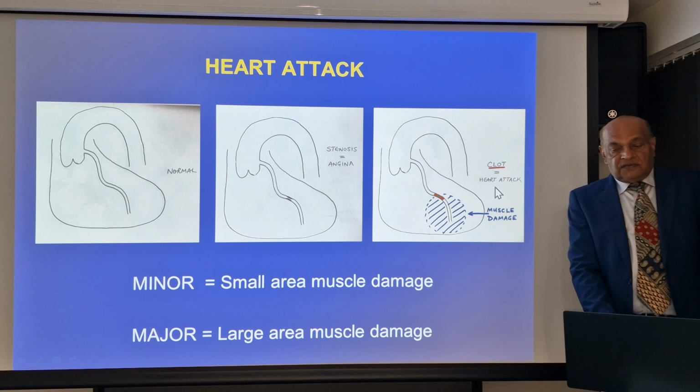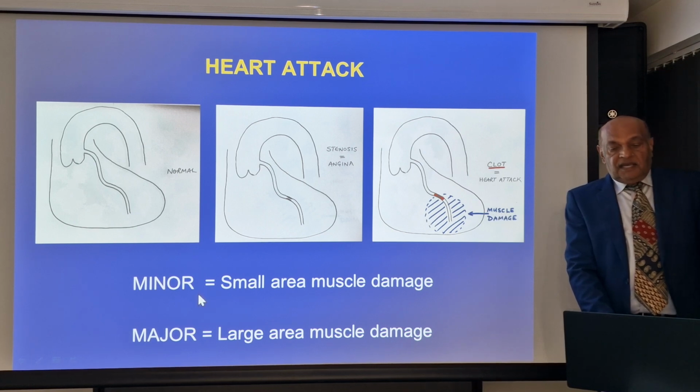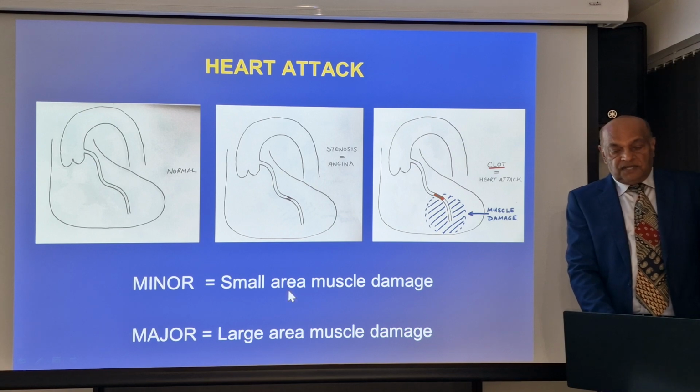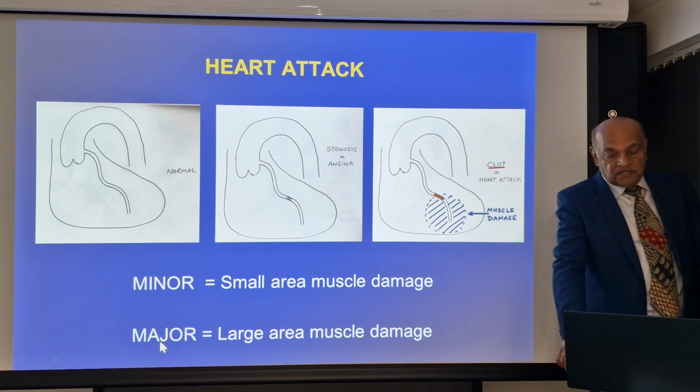And as a result of this heart attack, that part of the heart muscle which is supplied by this artery begins to die, so there is muscle damage. If a small area of muscle is damaged, that would be a minor heart attack. If it's a large area of muscle damage, that would be called a major heart attack.